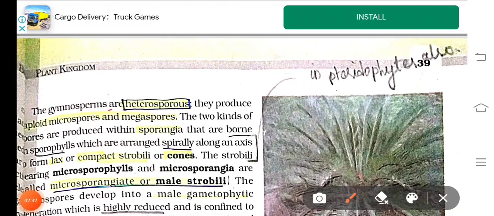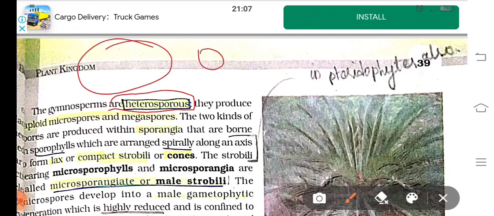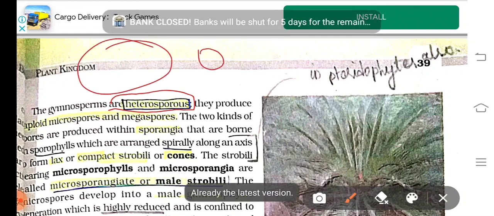Now let's see. So gymnosperms are heterosporous. What do you mean by heterosporous? We have done this in the earlier lecture of pteridophytes. Heterosporous are those plants which have two kinds of spores, macro and micro, where the macrospores give rise to the female gametes and the microspores to the male gametes.